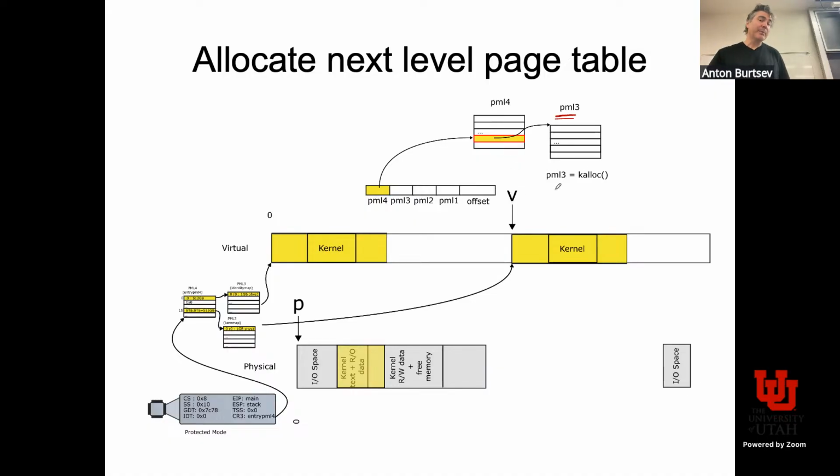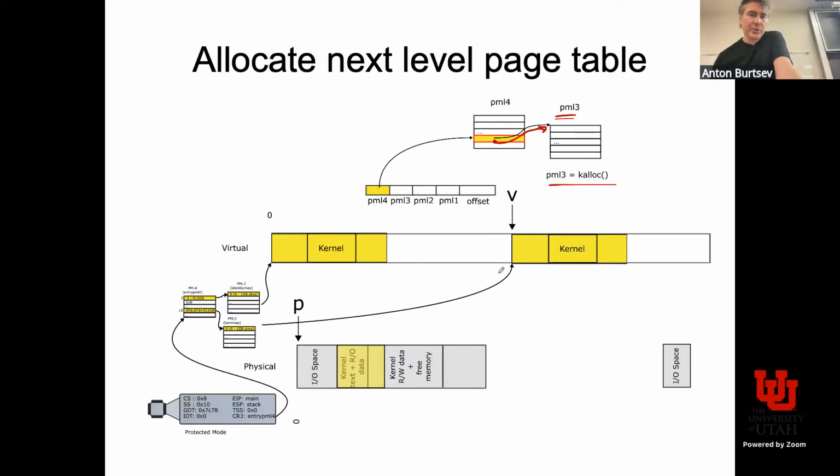So there might be 2 cases. Either you will have to allocate it or not. If you have to allocate it, you allocate it and you just connect them with this pointer. So my root of the page table, PML4, connects to the PML3 level in this manner. Make sense? That's what my code will be doing.